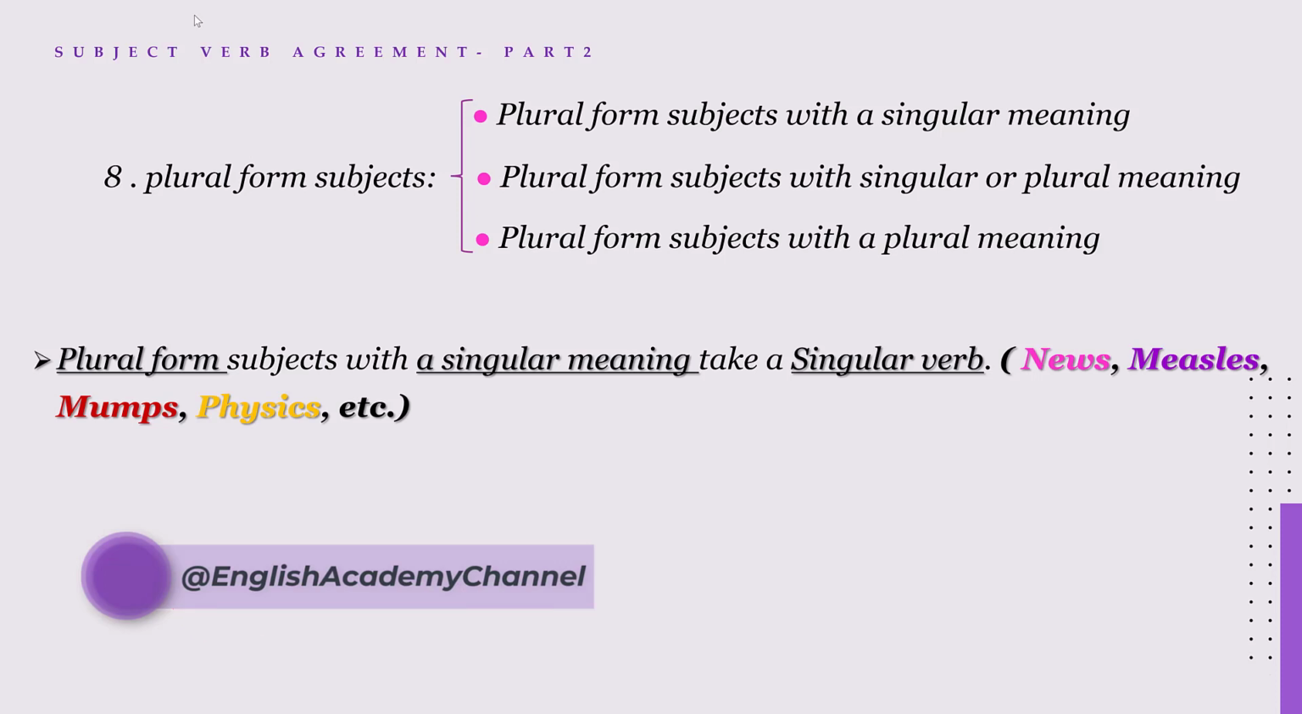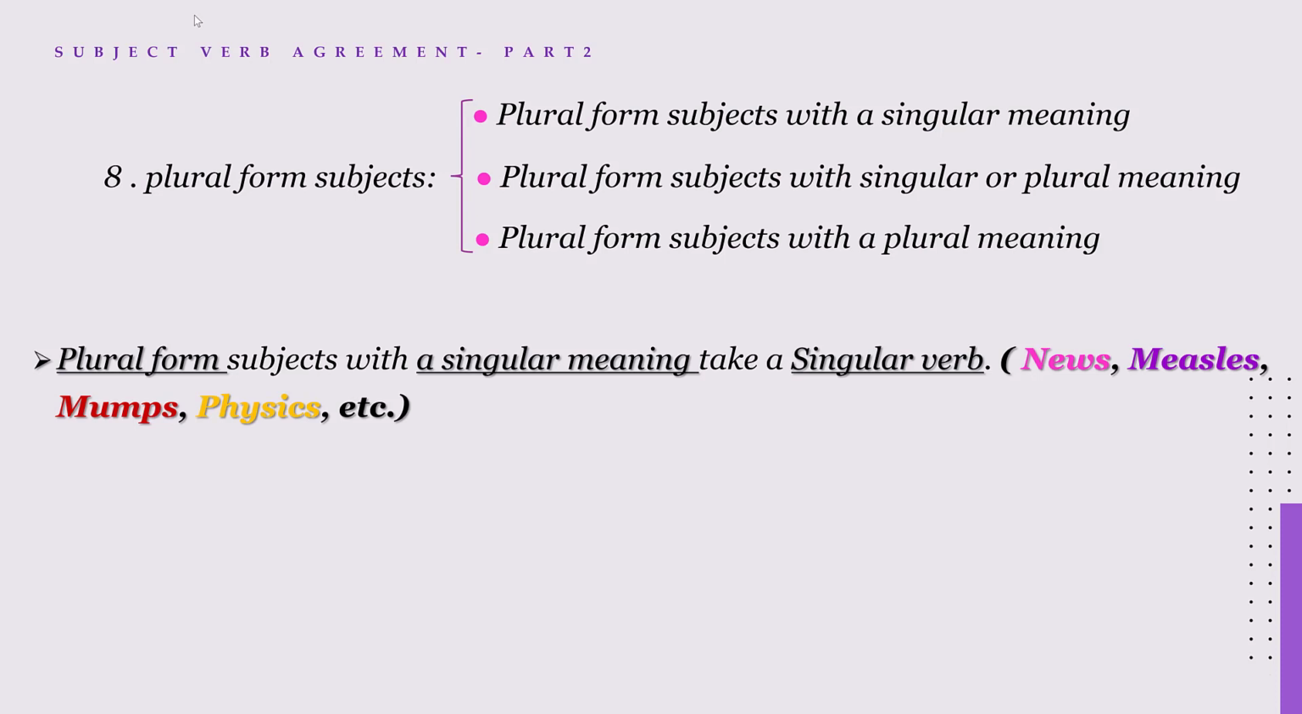Plural form subjects include news, measles, mumps, physics. For example, news seems plural because of the S, but we need to treat it as a singular noun, so you need a singular verb. These nouns are plural in form, but singular in meaning. The news is always challenging.